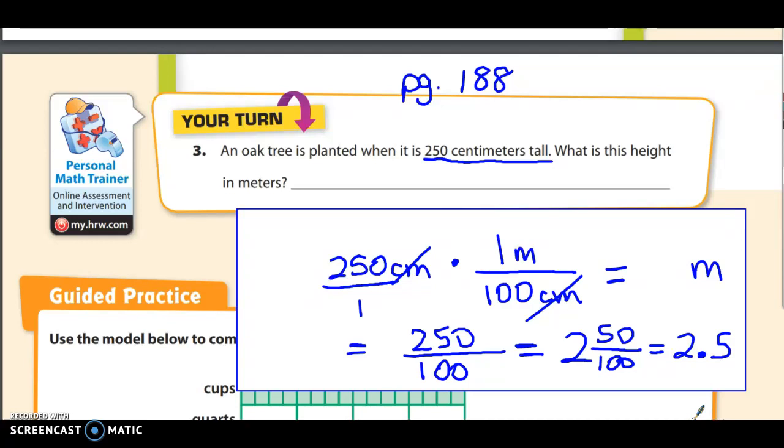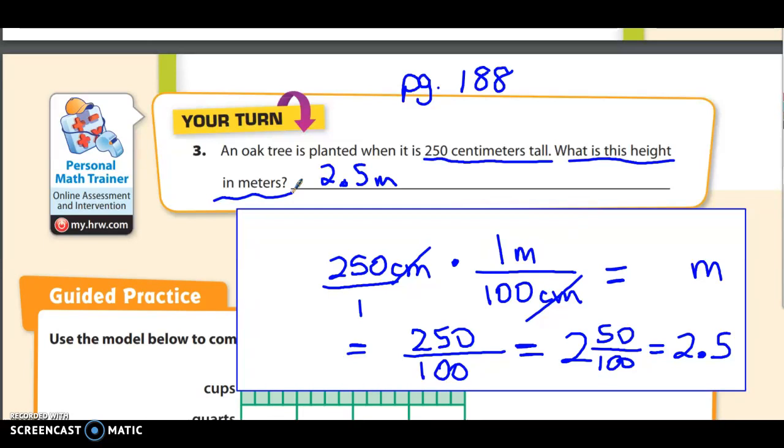You can write 2.5 if you want, but it makes more sense to put a decimal. Our answer is going to be 2.5, and it's going to be 2.5 what? We already talked about that. Since all the centimeters cancel, it's going to be 2.5 meters, which is good because that's what the question asks. It says, what is this height in meters? Is 2.5.